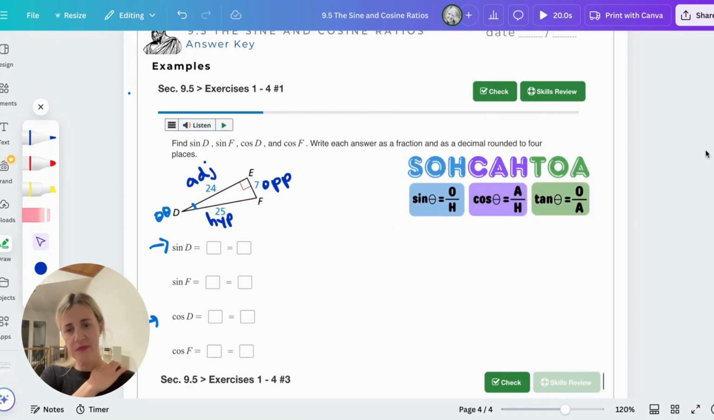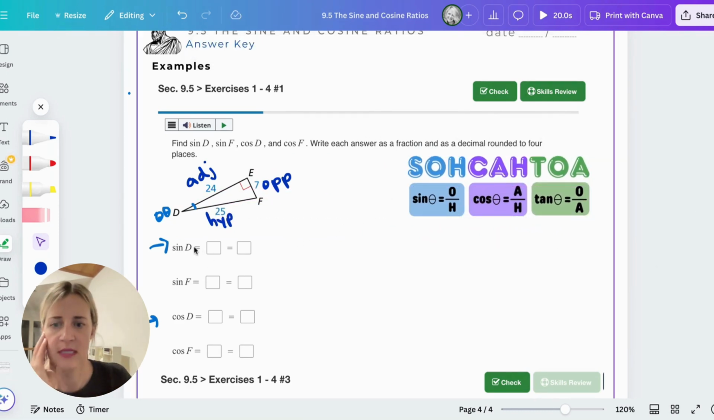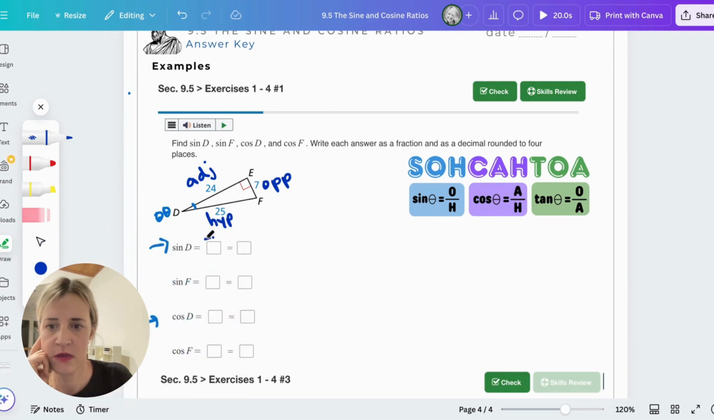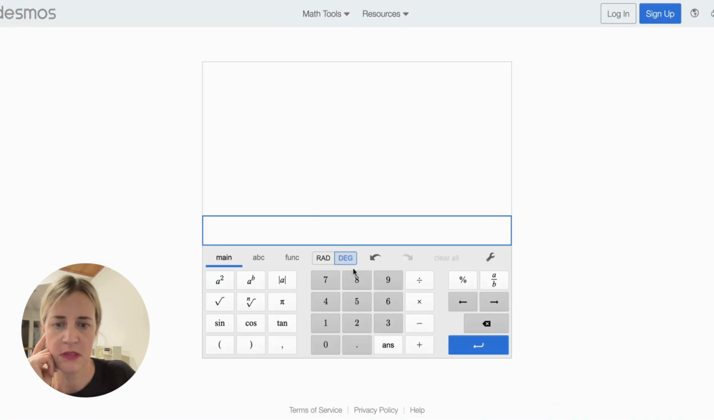SOHCAHTOA. Okay. Sine of angle D. Sine is the ratio of the opposite over the hypotenuse. So sine of angle D is the ratio of opposite, which is 7, over hypotenuse, which is 25. That actually cannot be reduced. 7 over 25. Pop that into Desmos. 0.28.